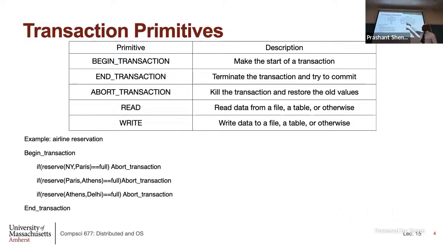So you need begin and end, and in between you may have to abort the transaction, which means you kill the transaction and it will undo its changes. And then you can have reads and writes. Transactions do make changes, so you will have read or write within that. These are the key operations we care about. We'll come back to those, but let's take an example of where you might use a transaction.